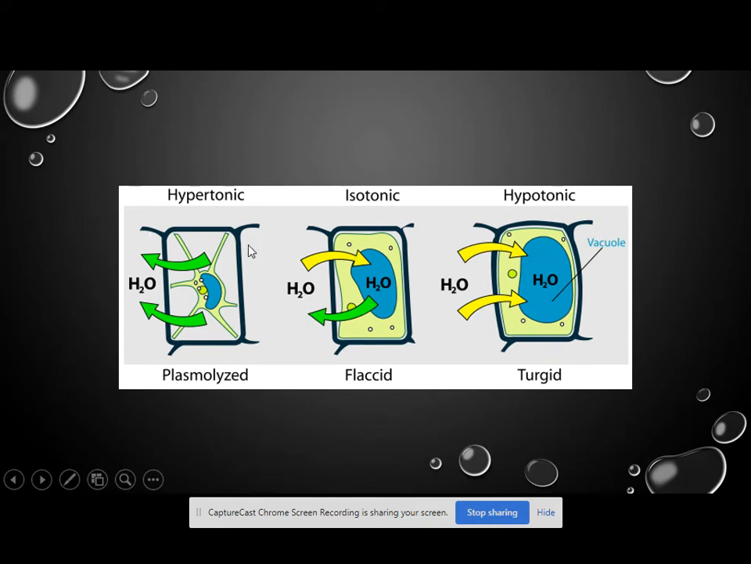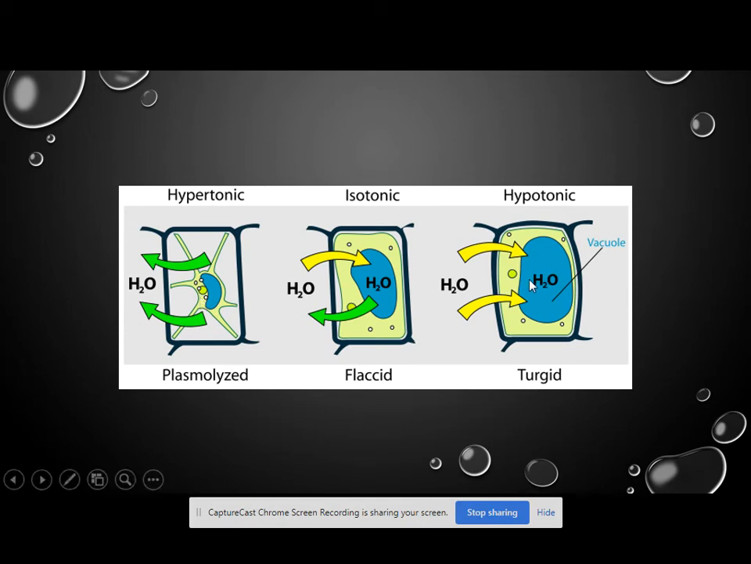If I go to the one before that, this is hyper. Hyper means above. That means there's a lot more water inside the cell than outside. So the water is moving out. And you can see that the cell kind of kept its same shape, but the contents, like the cytoplasm and the vacuole, really shrank. This would be true with a plant cell because it doesn't have much chance to change its shape. We can see with the red blood cell that we saw earlier, it really did shrink.